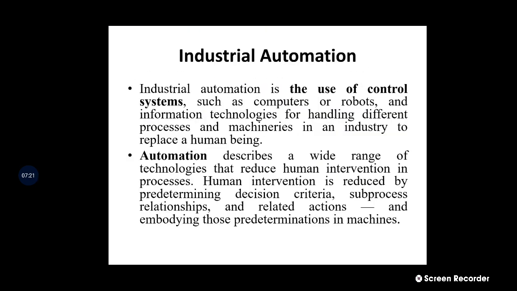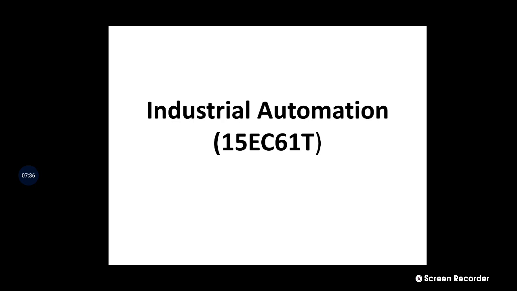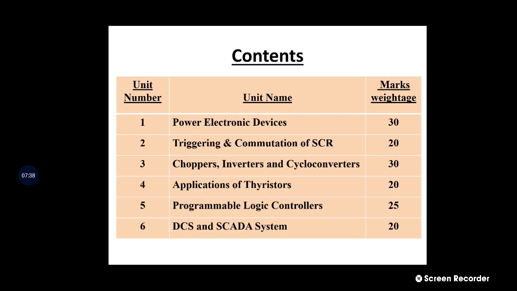So as I told, this subject is the combination of power electronics as well as PLC. Now let's see what is the role of the combination of power electronics as well as PLC in industrial automation. To establish automation in an industry, we must require power electronics as well as PLC.